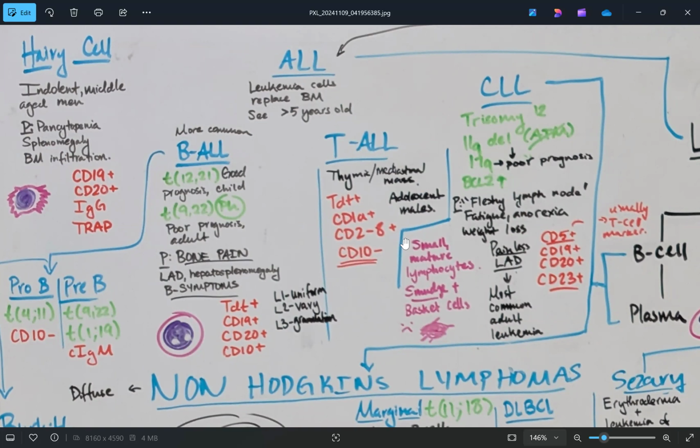For presentation, one of the important things to know for B-ALL is that you'll have bone pain. That's pretty big. And then you also have lymphadenopathy, hepatosplenomegaly, and your B symptoms. Your B symptoms being your fever, your weight loss, and, what's the last one? What is the last B symptom? Why am I forgetting it? Anyone? Please? Is it malaise?